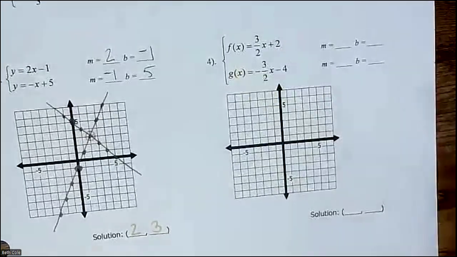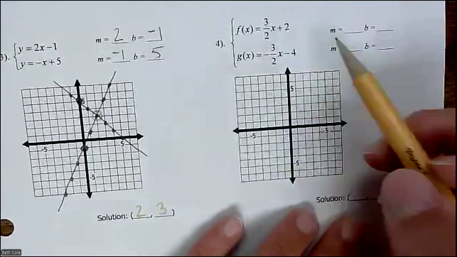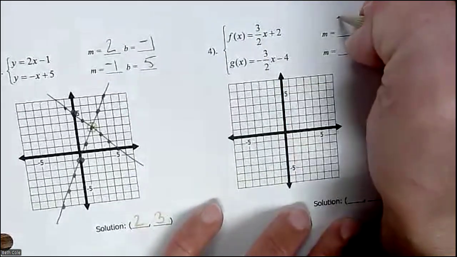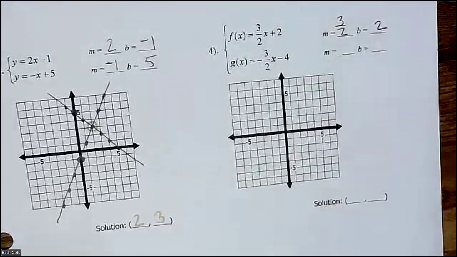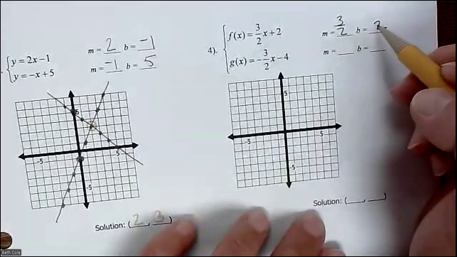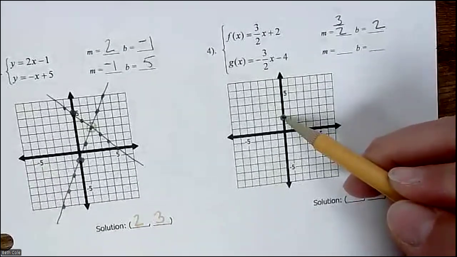This has f of x and g of x. Does that mean anything different than y? No, it is very easy. Your slope for this one is 3/2. Y-intercept is 2. We're kind of just reviewing how to graph a line, really. So you're going to start at 2, which is right there, up 2.